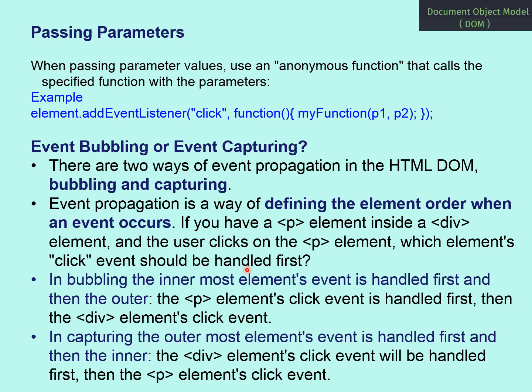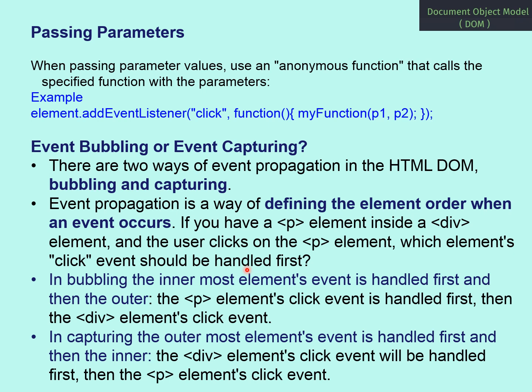So the idea is that whenever we have a div, and inside the div we have a p tag, when the user clicks the p element, will the p element's onclick function work first, or the div's onclick function work first? That is the agenda behind this event propagation.